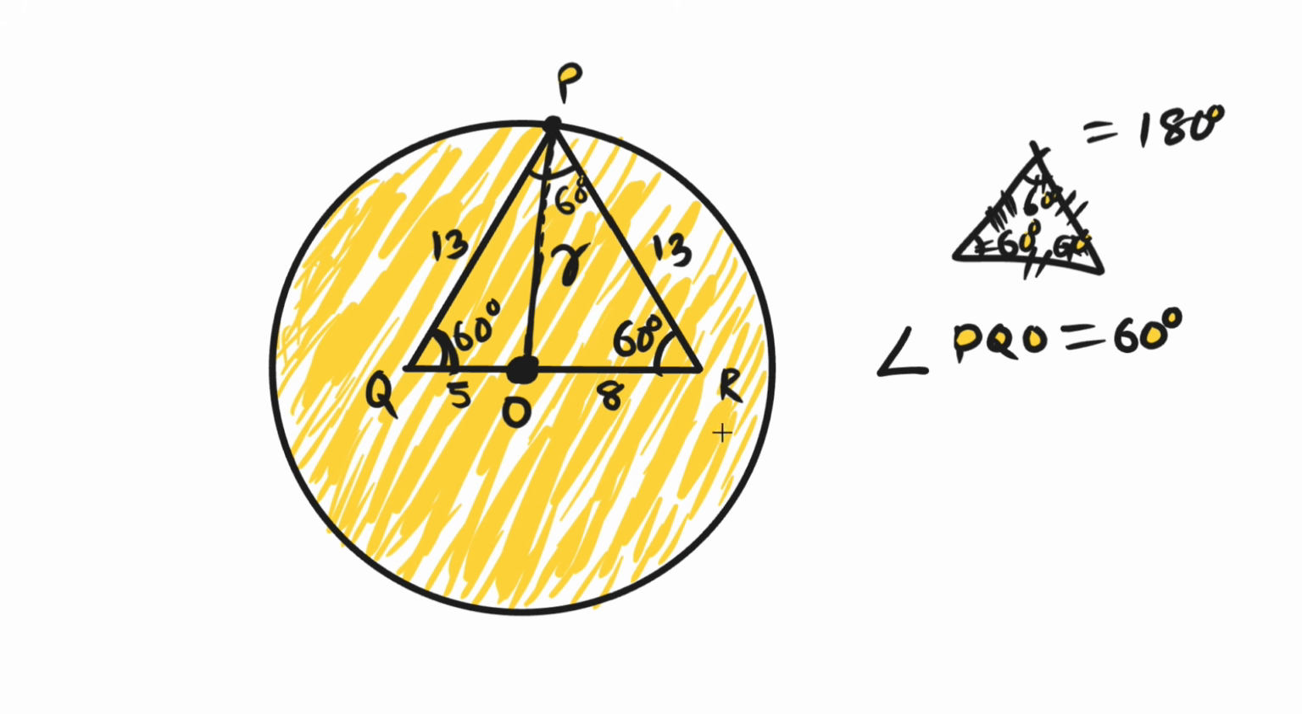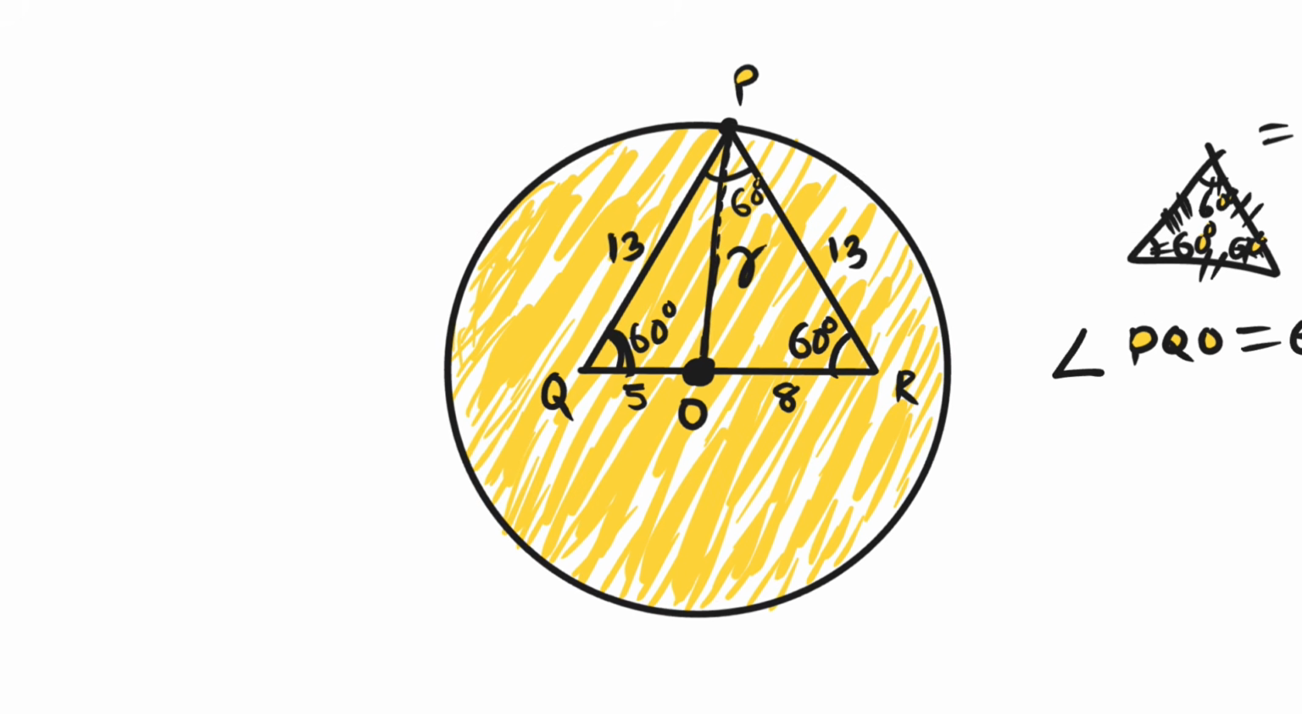Now, back to the problem. In triangle PQO, we know three important pieces of information. The side PQ is 13 units, the side QO is 5 units, the side PO is our unknown radius R, and the included angle between PQ and QO is 60 degrees.